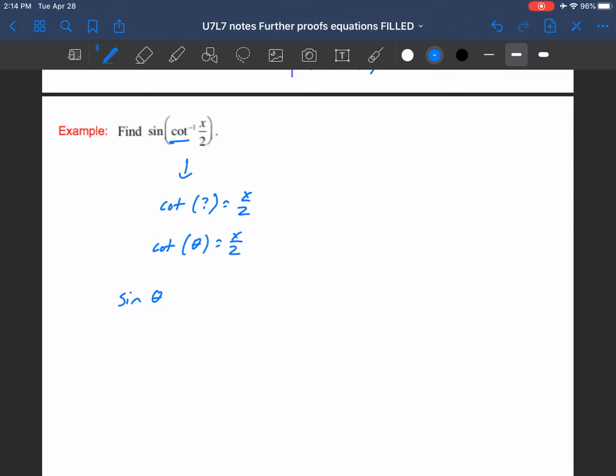All right. So the way I would do this is set up a triangle, right? Well, if the cotan of theta is x over 2, the cotan inverse of theta is x over 2, this means the tan inverse of 2 over x.